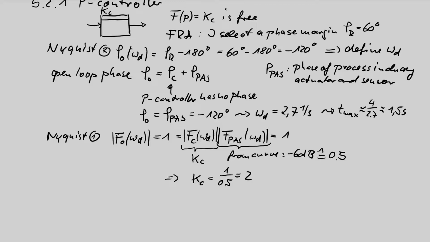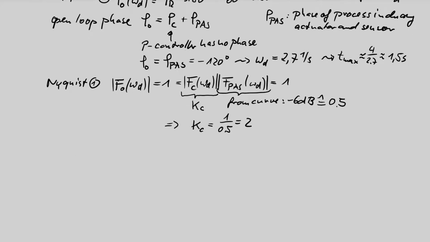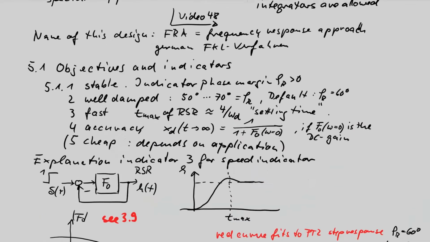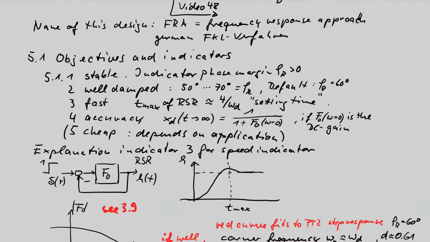So the given phase margin leads to a resulting omega d value 2.7, and this omega d value defines here in this equation the unknown Kc value. So with this Kc value now I can simulate it or build it or test it, doesn't matter. I have just now all information to check this closed loop system. We have a further indicator. Note my objectives and indicators.